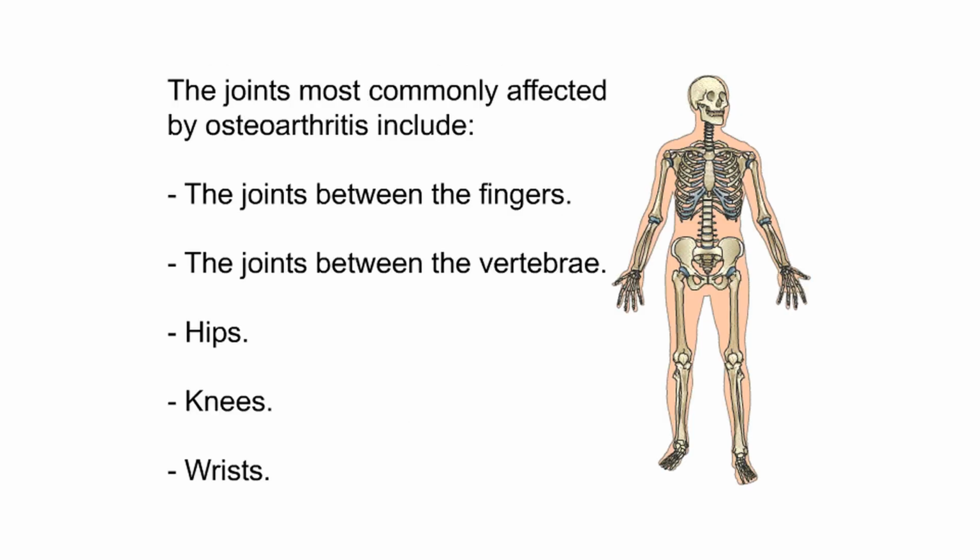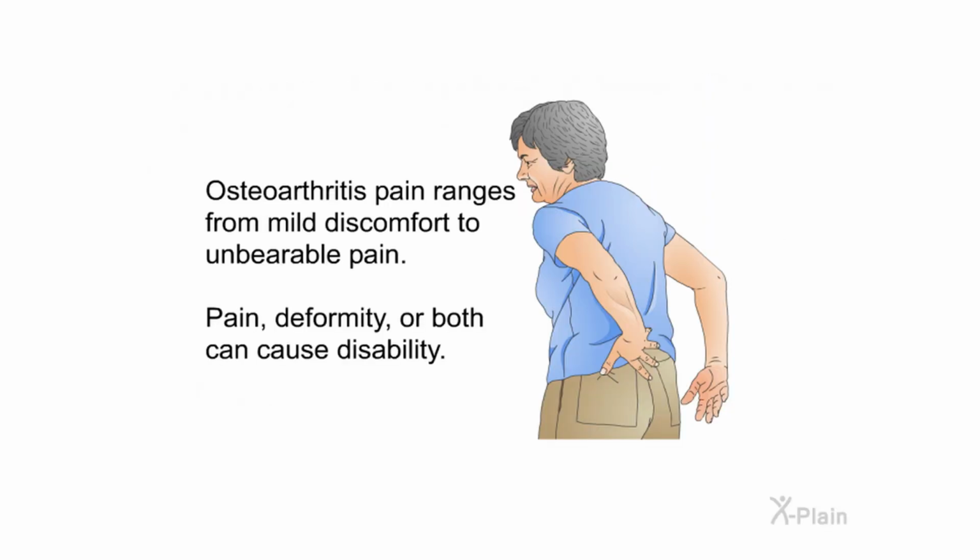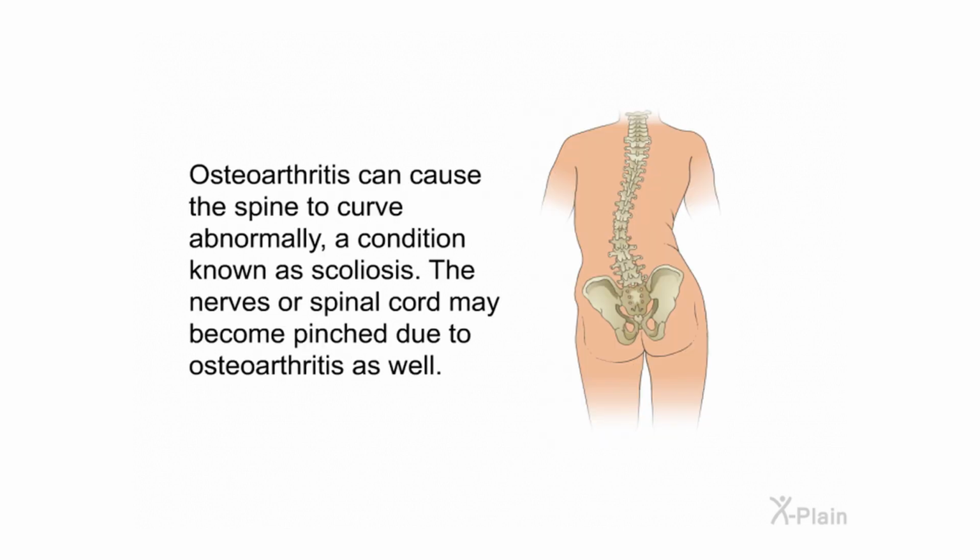The joints most commonly affected by osteoarthritis include the joints between the fingers, the joints between the vertebrae, hips, knees, and wrists. Osteoarthritis pain ranges from mild discomfort to unbearable pain. Pain, deformity, or both can cause disability. Osteoarthritis can cause the spine to curve abnormally, a condition known as scoliosis. The nerves or spinal cord may become pinched due to osteoarthritis as well.